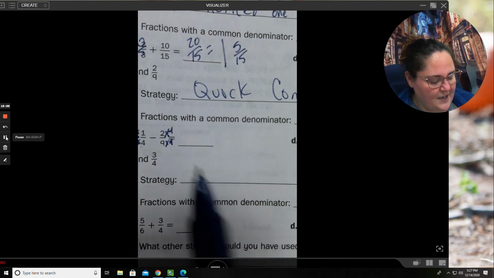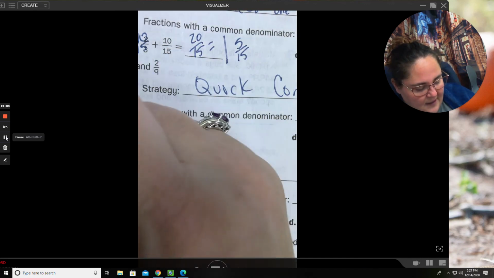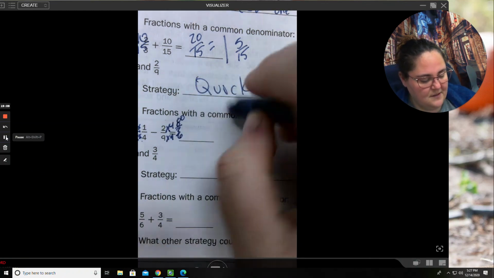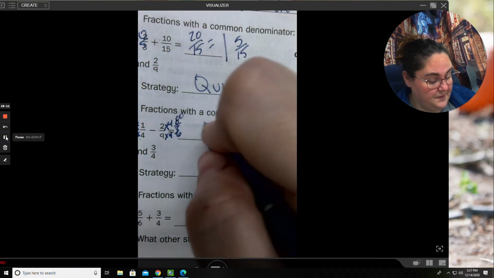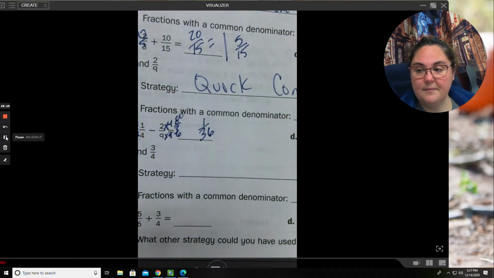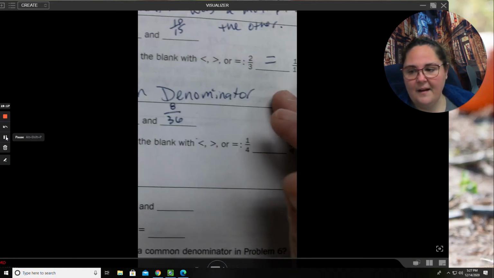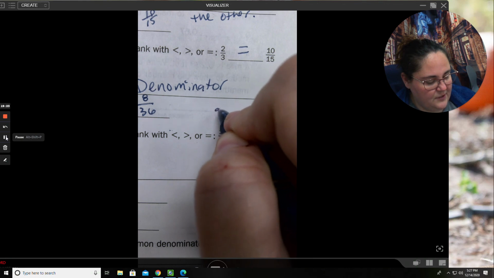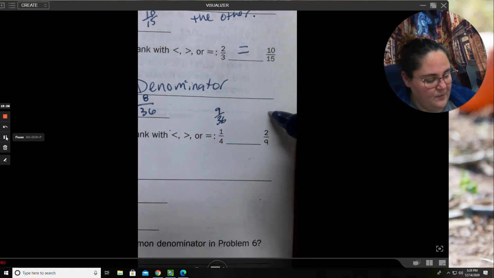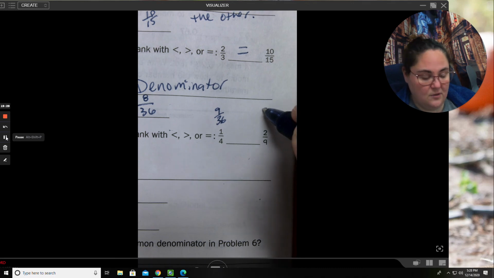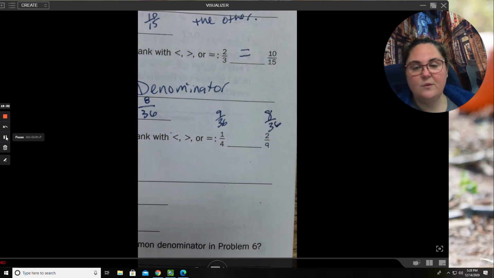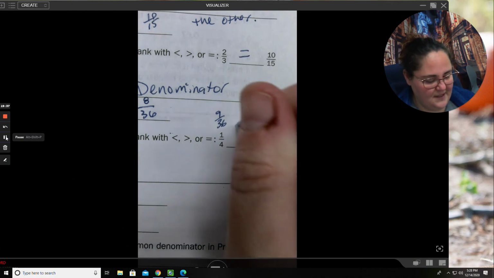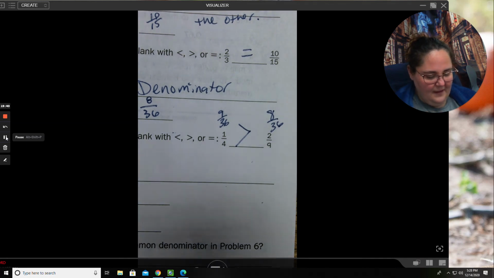All right, let's do our subtraction. What is 9/36 minus 8/36? Well, 9 minus 8 is 1. My denominator stays the same. All right, greater than, less than, or equal to. My name for 1/4 is the same as 9/36. My renamed fraction for 2/9 would be 8 over 36. So what do you think? Greater than, less than, or equal to? Super easy.